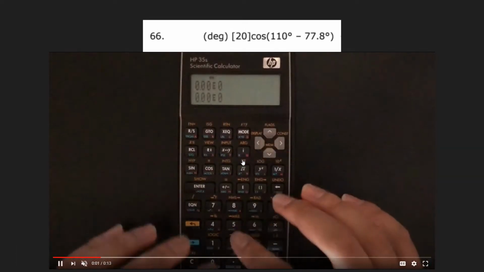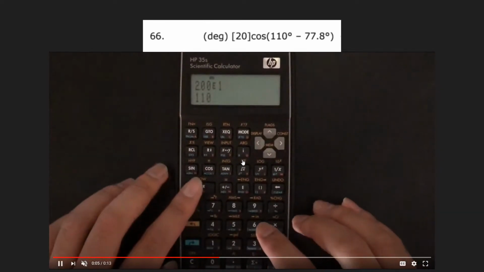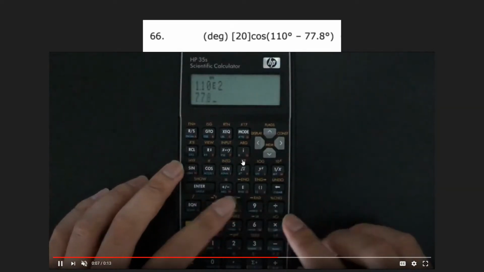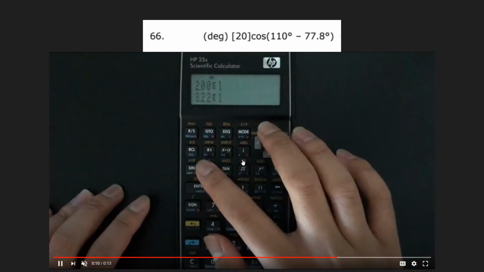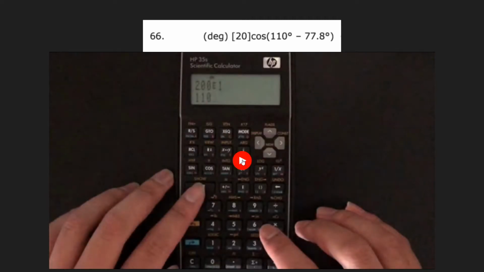Alright, number 66, start by putting 20, 110, 77.8, subtract, cosine, and multiply. Remember, you can also do cosine of the parentheses first, 110 minus 77.8, cosine, and then multiply it by 20.